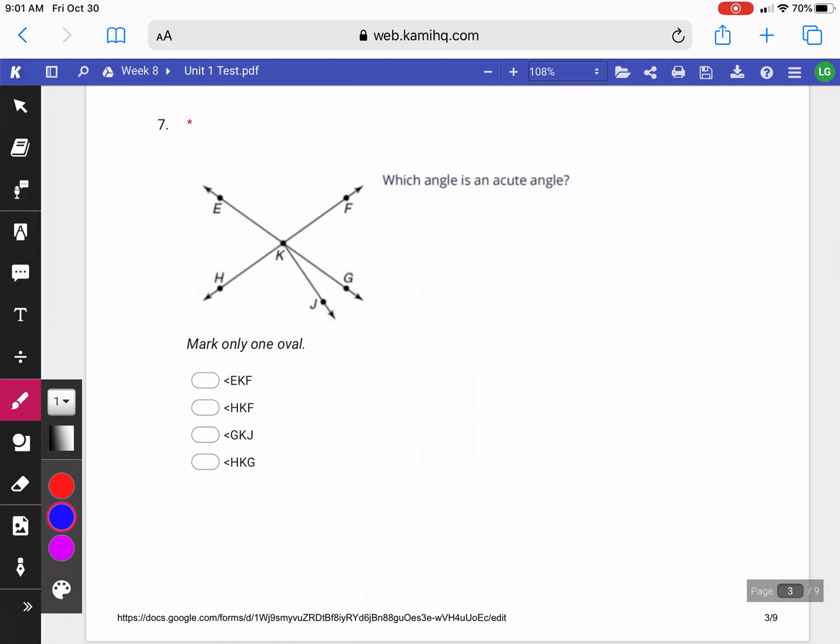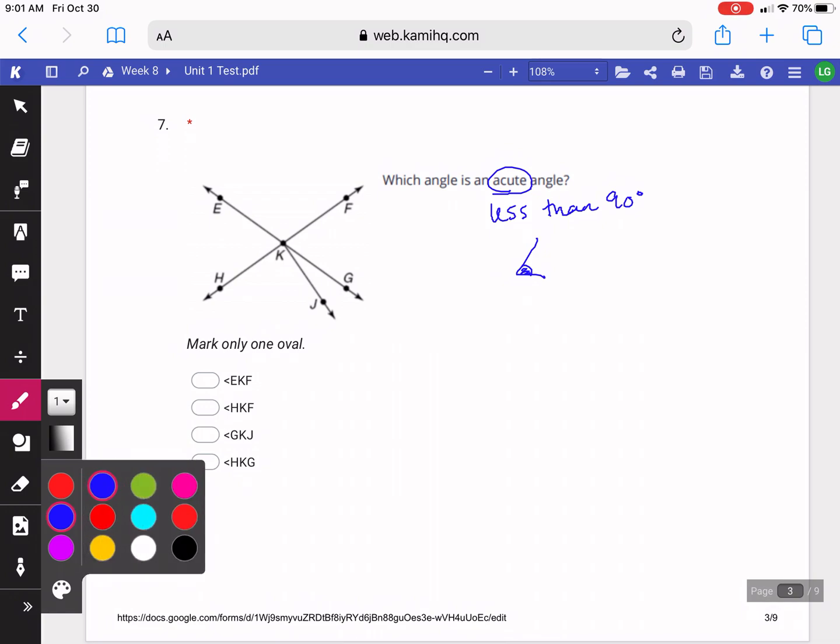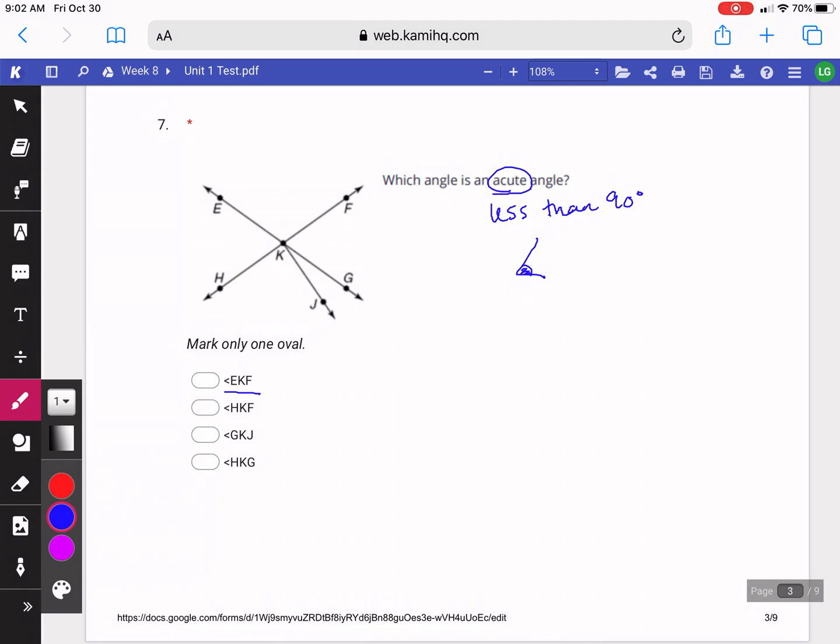Our next question says which angle is an acute angle. Acute means less than 90 degrees. So acute angles are less than 90 degrees. So if we look at our answer choices, we're going to start with angle EKF. EKF would be right here. That one is greater than 90, so it's obtuse.